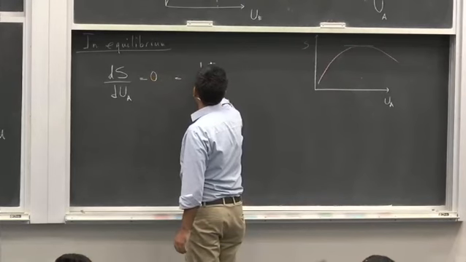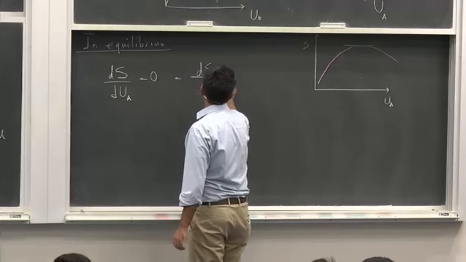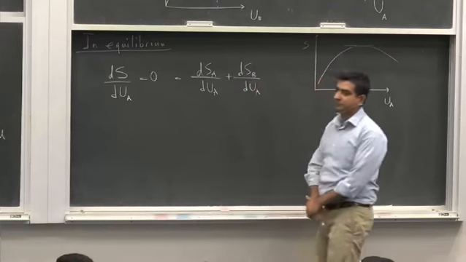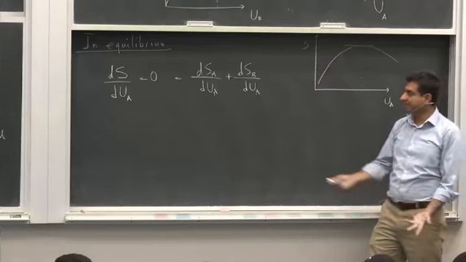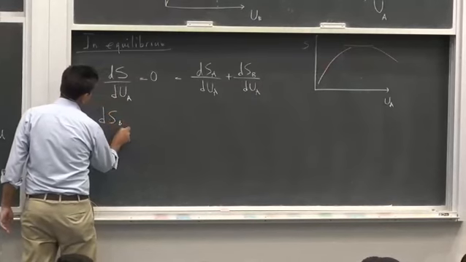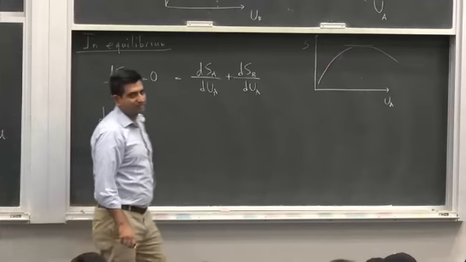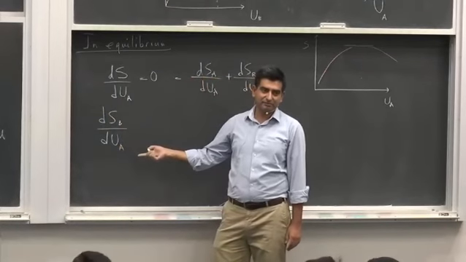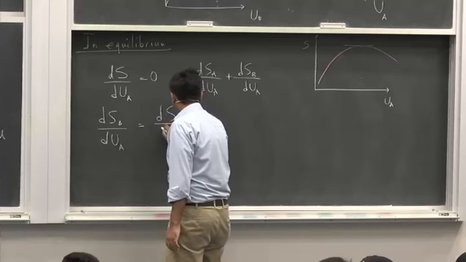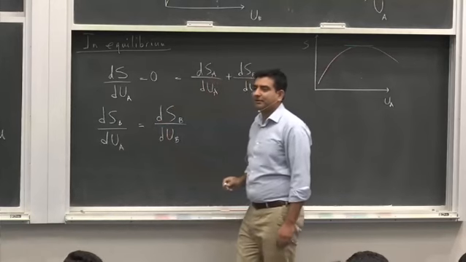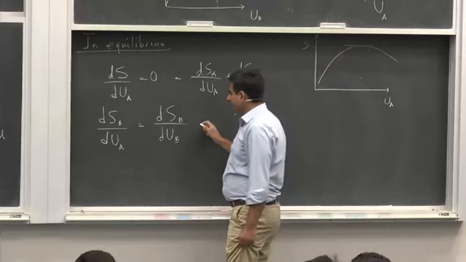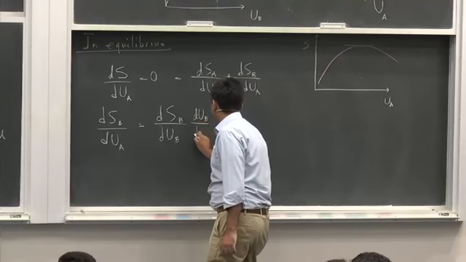But what is dS? dS is dSA over dUA plus dSB over dUA. Agreed? Because S is SA plus SB. Now let's look at dSB over dUA. Now this is a strange object. I'm plotting the entropy of B versus the energy in another object. So what if I would like to convert this to dSB over dUB? Can I do that? I use the chain rule of differentiation, which means that I need to multiply this with another derivative, which is dUB over dUA.